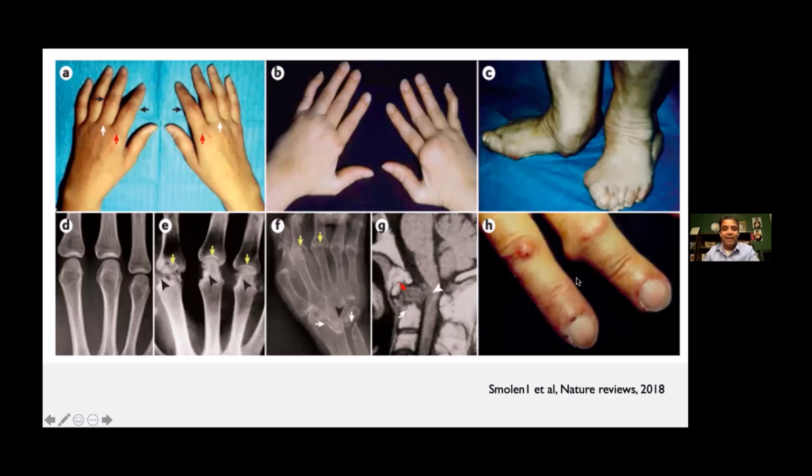Now, panel H is showing a sign called a rheumatoid nodule. That is also a feature of rheumatoid arthritis. Typically, you see it in the flexor tendon areas, where you typically find the rheumatoid nodule.